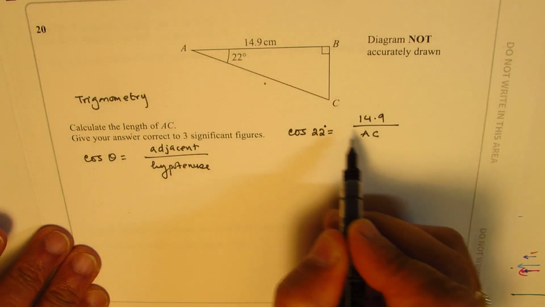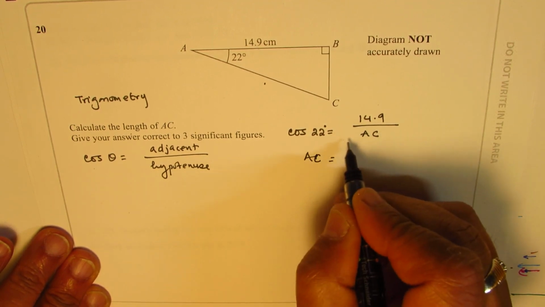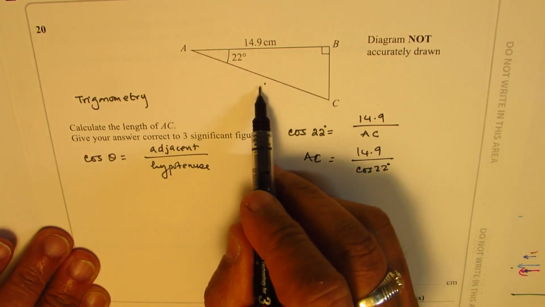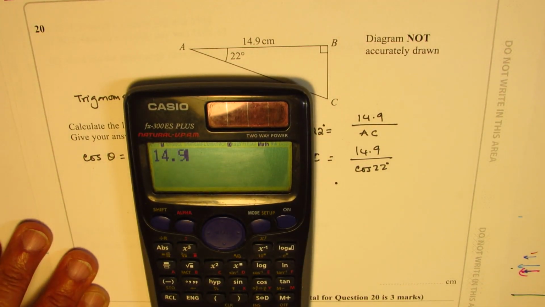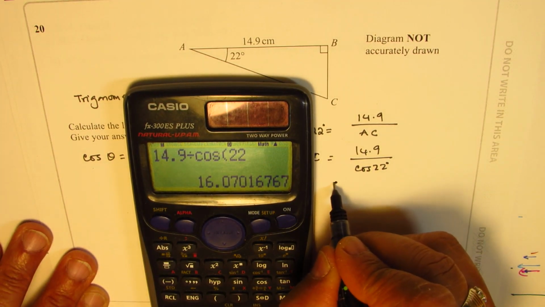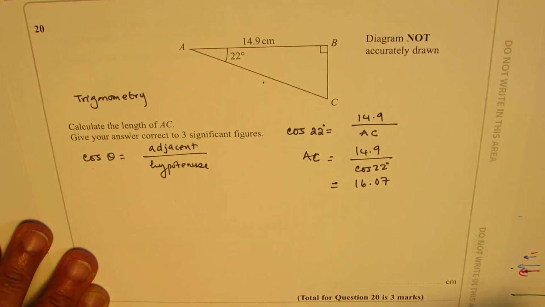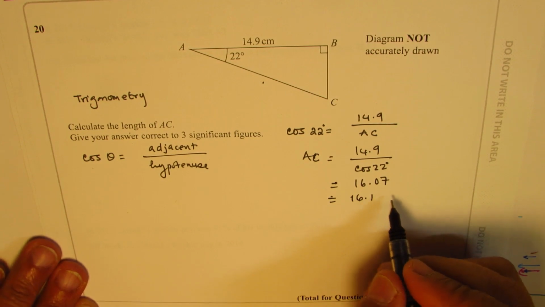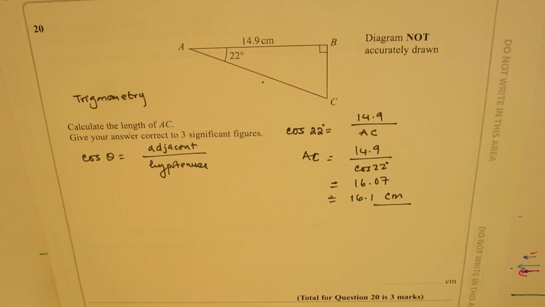Now we can cross multiply and find the value of AC. So AC will be equal to 14.9 divided by cos of 22 degrees. It has to be longer, right? It is more than 14.9. 14.9 divided by cosine 22 equals 16.07. We need to write to 3 significant figures, so we'll round this to 16.1, correct? Units are centimeters. Is that clear to you?